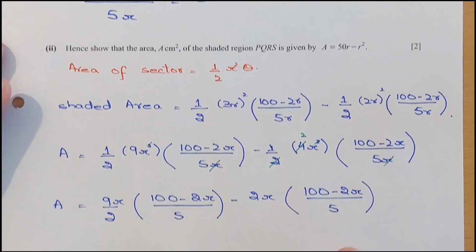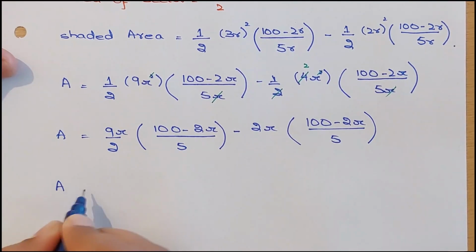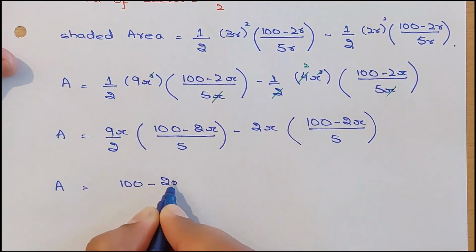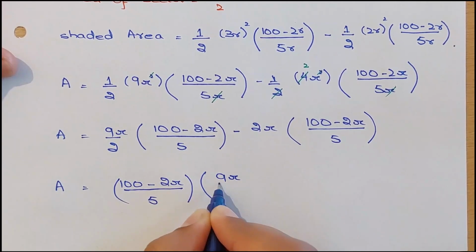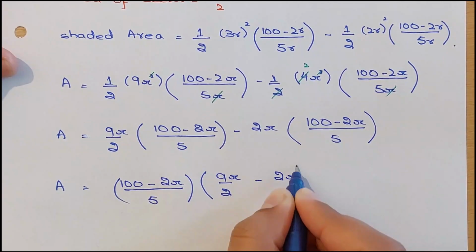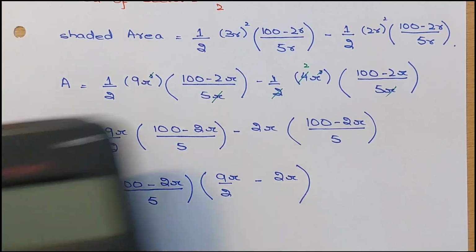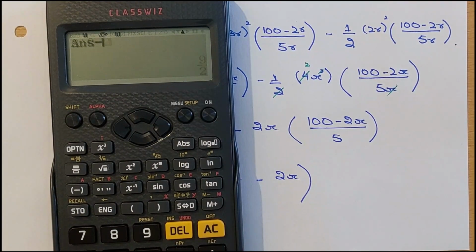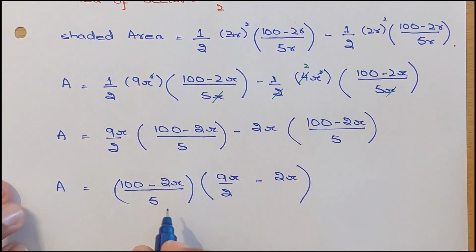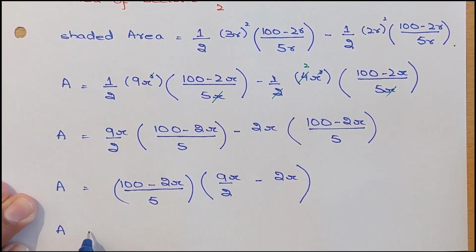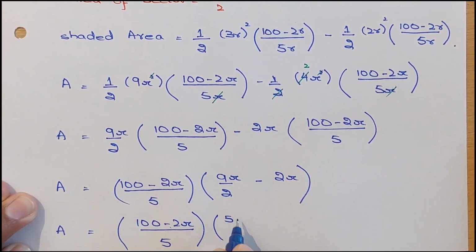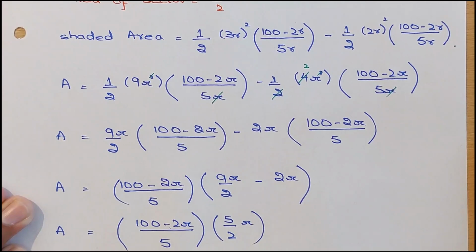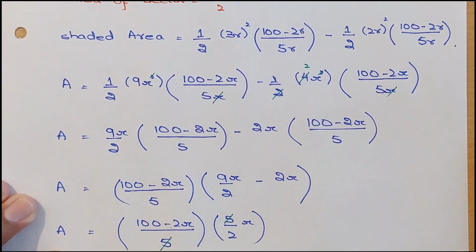Now let me take (100 minus 2r) divided by 5 common. So A equals (100 minus 2r) divided by 5, and inside we have 9r by 2 minus 2r. So 9 by 2 minus 2, 9 divided by 2, subtract 2, is 5 by 2, so 5 by 2 r. So now the area is (100 minus 2r) divided by 5 times 5 by 2 r. Now we can cancel 5 with 5.